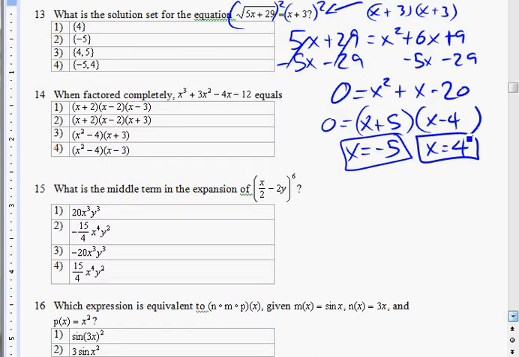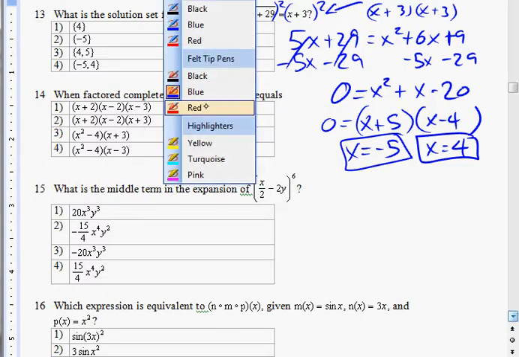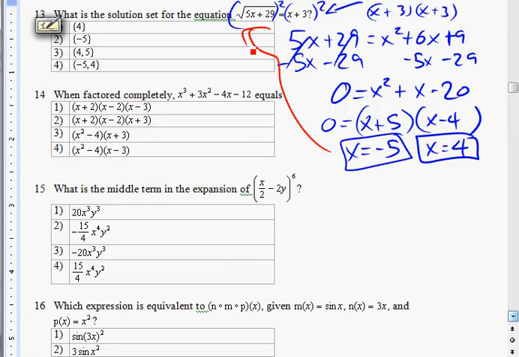Okay, so we've got two answers here, and it looks like choice 4, but you always want to check your work, and you want to plug it back in. Now, to plug it back in, I just substitute these numbers and see which one works and does not work. Well, the 4 is going to work when you plug it in, but this negative 5 does not work, and let's show you why.